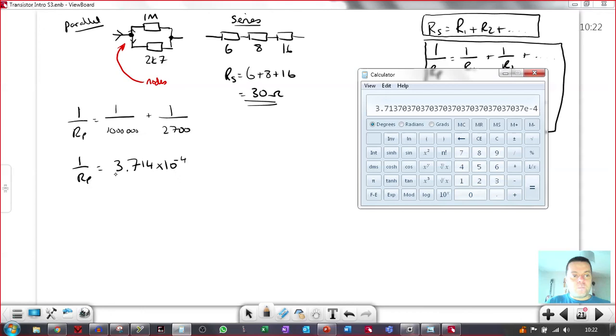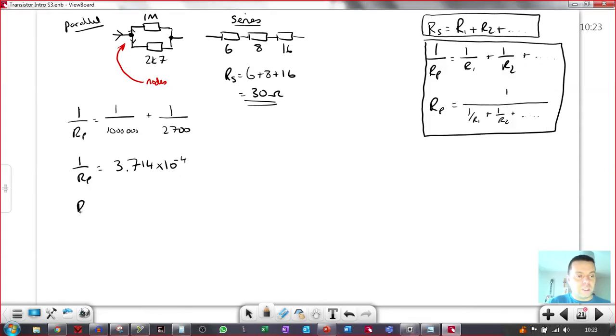You don't need to worry about what that means, right? All you would need to do is use that answer. So add it to your memory, or use the answer button on your calculator or whatever. Because what we're going to do is Rp equals just what I've said up here. We flip it over. 1 divided by 3.714 times 10 to the minus 4.